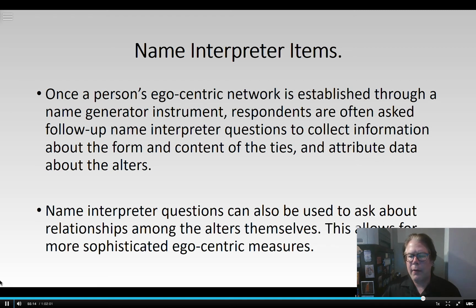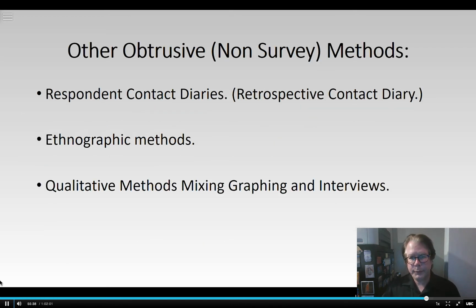and this can allow for more sophisticated types of egocentric measures, though in the context of something like contact tracing, the contact tracer would usually try to directly contact the alters rather than just simply get information from the original respondent, but they might decide to do both of those things.